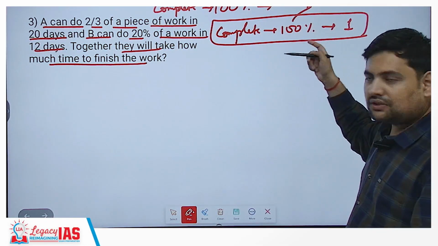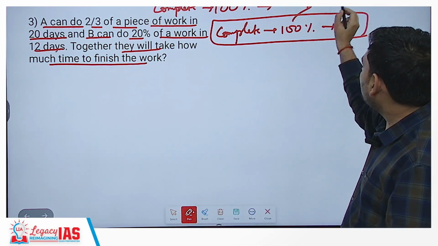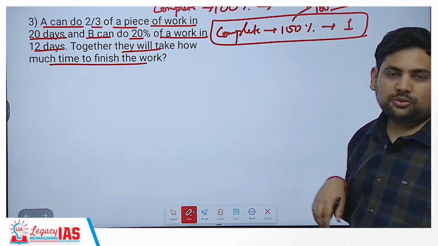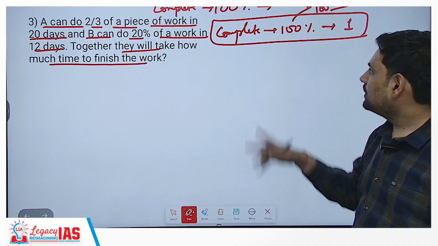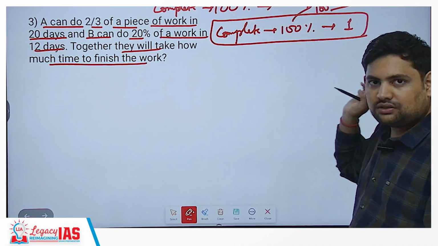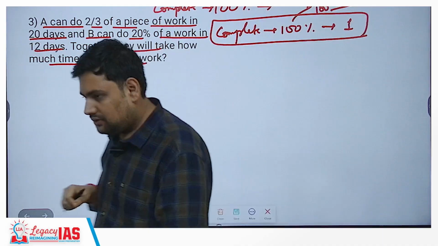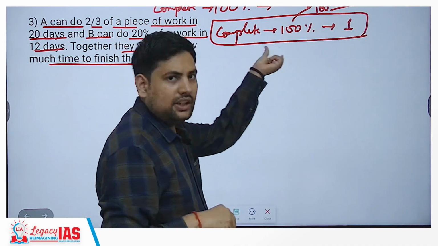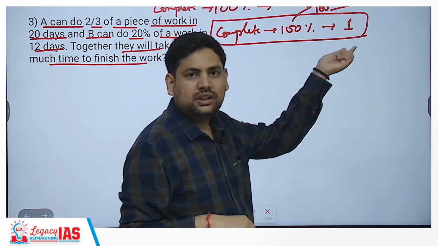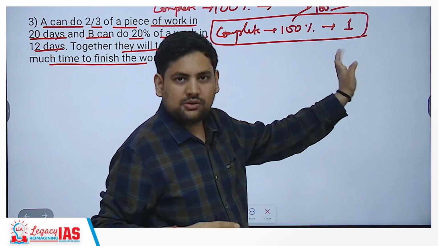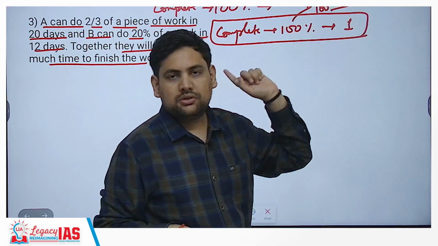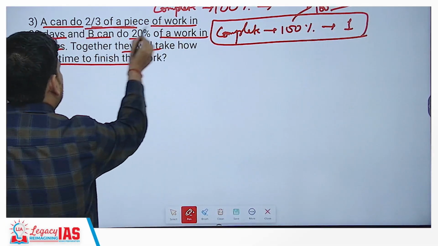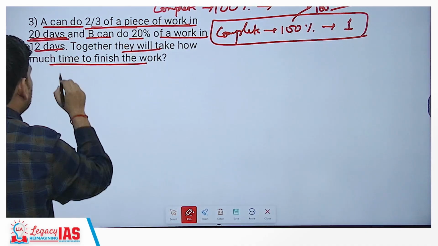How does this come? If you have to change from percentage to fraction, you remove the percentage sign, then you divide it by 100. So 100 by 100 comes out to be 1. Correct? So complete means 100% or 1. Now, once you get this, every time any figure other than 100% or 1 or complete work is given to you, you first convert it into complete work. Now, how? See this. 2/3 of a piece of work is done in 20 days by A.